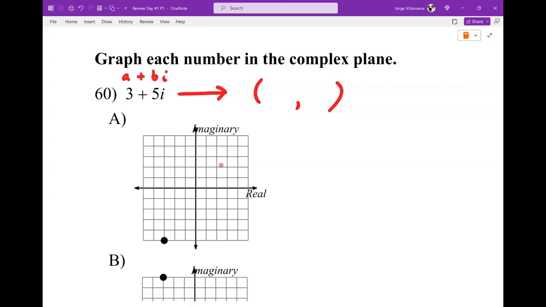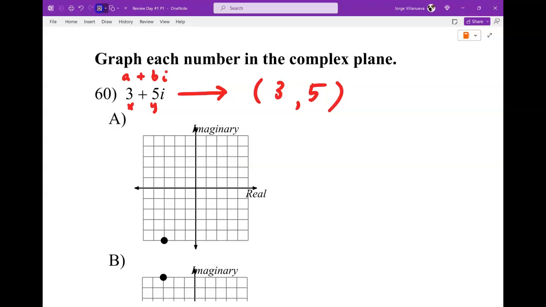So what do I write as a point? Anybody remember? Sorry? 3, 5. It's basically x, y. That's all it is. It's because all we got to do is graph it. The i is actually right here.